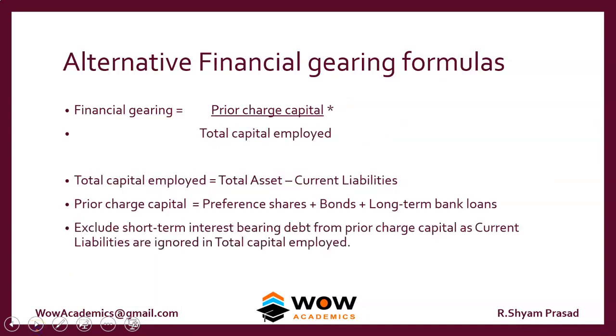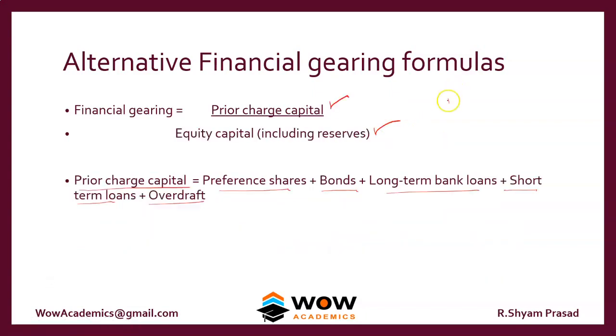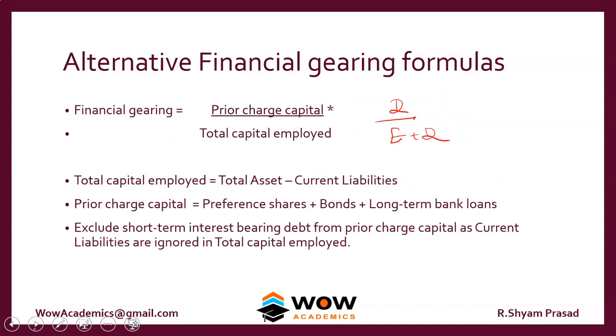The second one is prior charge capital divided by total capital employed. So here it's debt divided by equity plus debt. Earlier it was not that case; in the earlier case it was debt divided by equity. In this formula it's debt divided by equity plus debt. Total capital employed is actually everything, ignoring the current liabilities. So total assets minus current liabilities will give you the total capital employed.